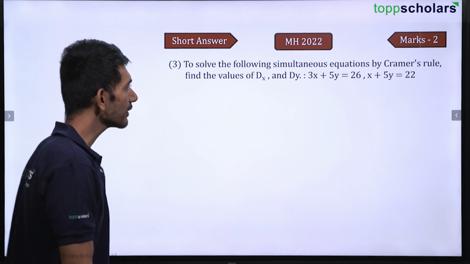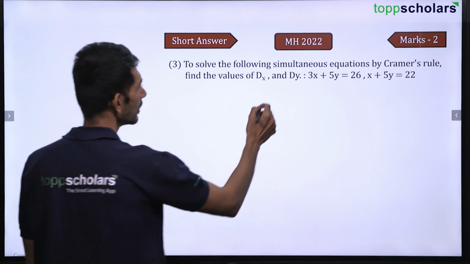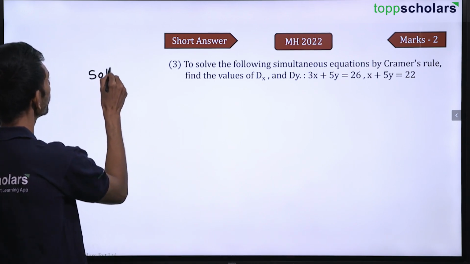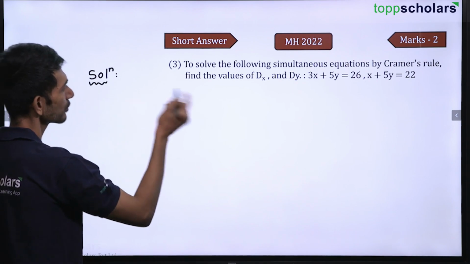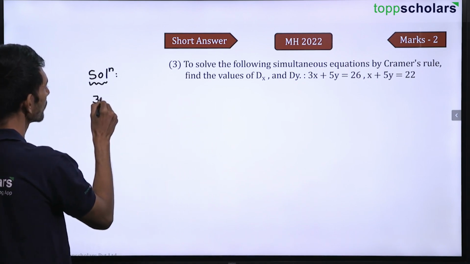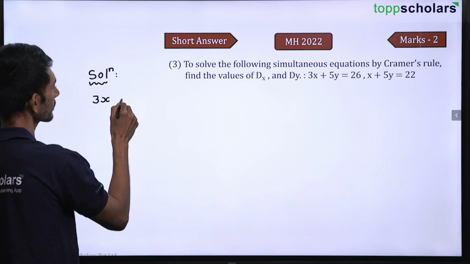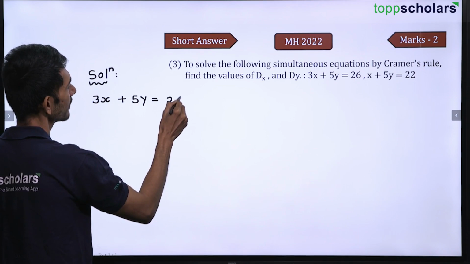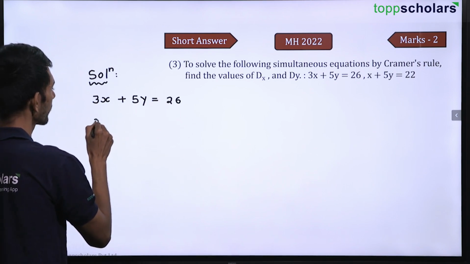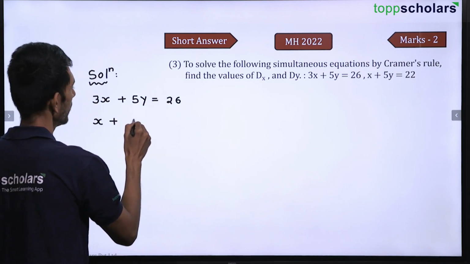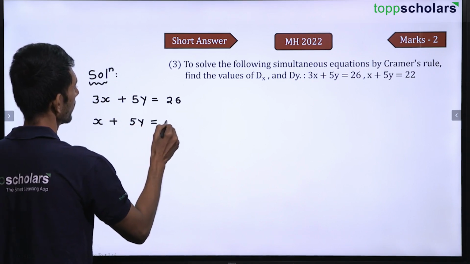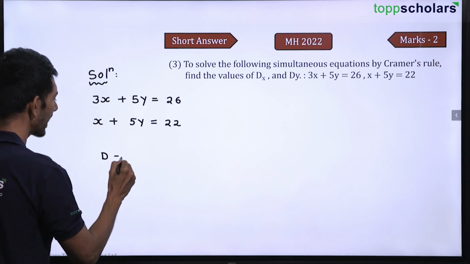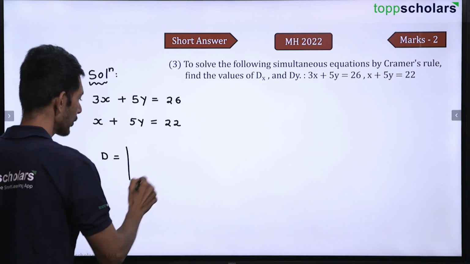It says to solve the following simultaneous equations by Cramer's rule, find the value of dx and dy. Now I hope you remember we have already solved questions based on Cramer's rule before. Firstly, we write down the equations. That is 3x plus 5y is equal to 26. And then x plus 5y is equal to 22. We know how do we find out d, right? Anyways, that is not asked in the question. I am just writing it for your understanding.